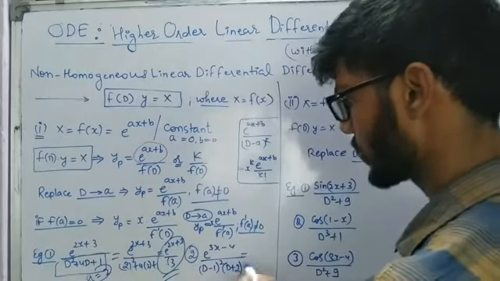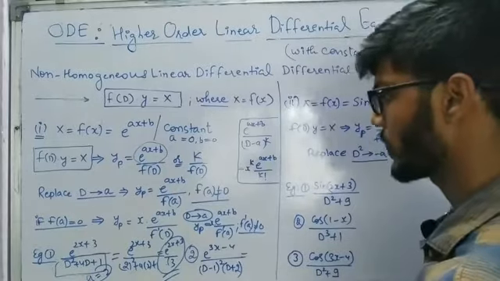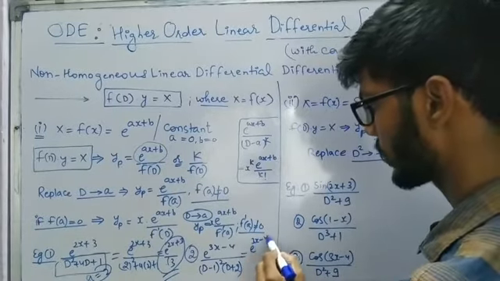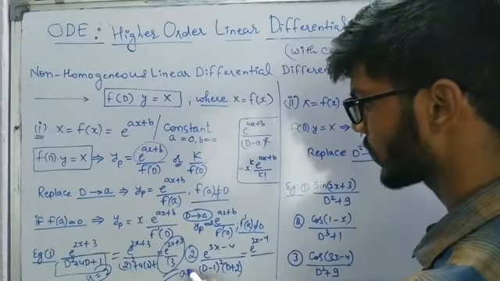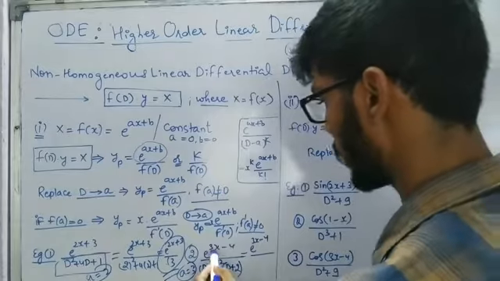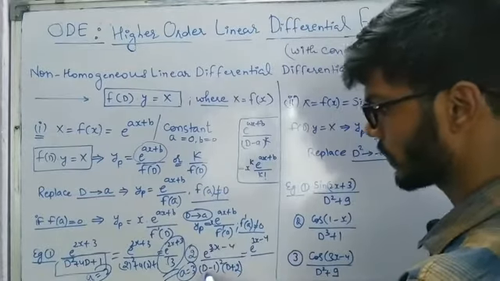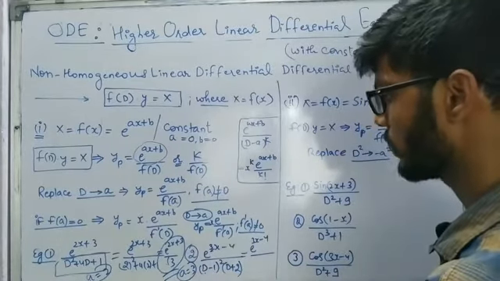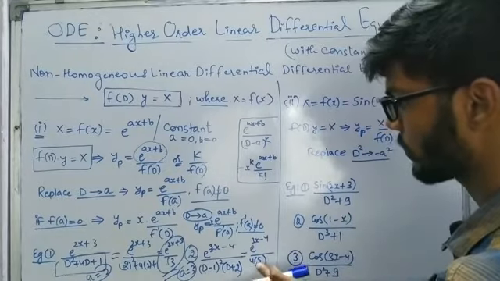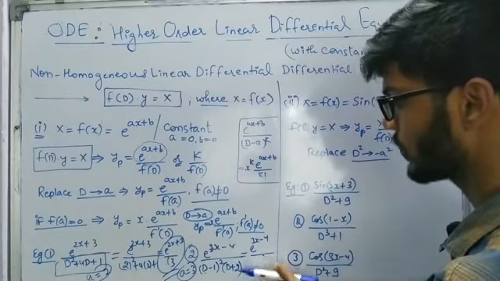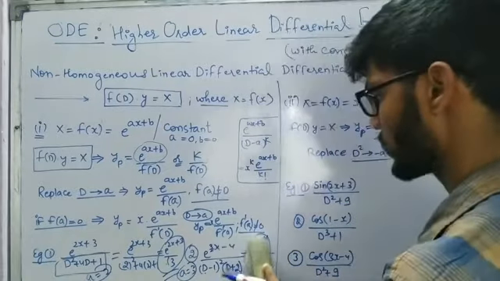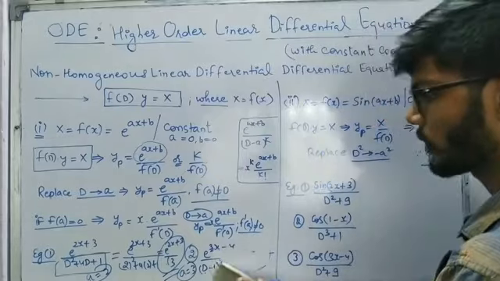In this case, e^(3x−4) divided by (D−1)²(D+2). Again a is equal to 3, because we have to do nothing with b, only a we have to take care of. Replace D by 3: (3−1)² is 2², which is 4, and 3+2 is 5. So e^(3x−4) divided by 4·5 is 20. This is going to be our particular integral. So there is not much difficulty in writing the particular integral solutions.